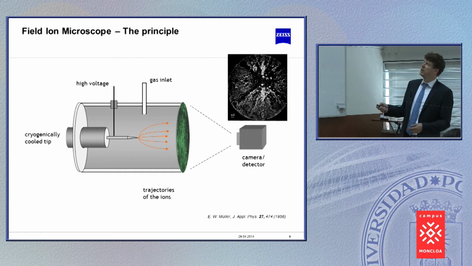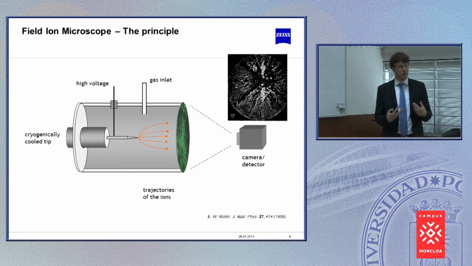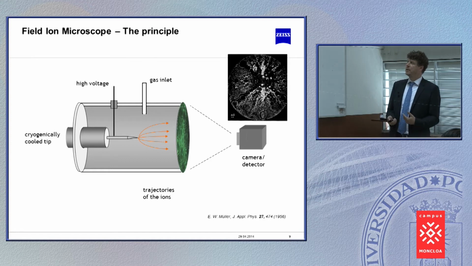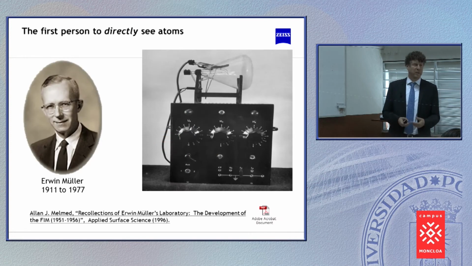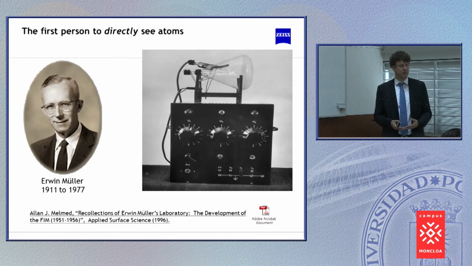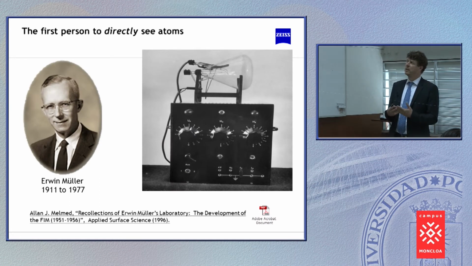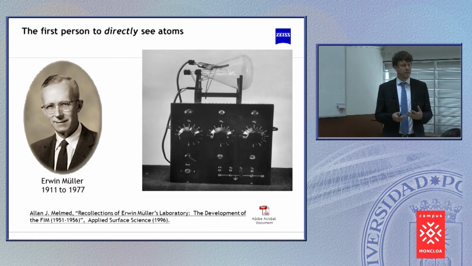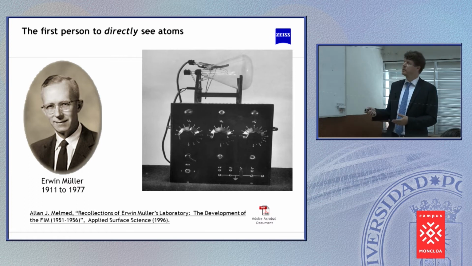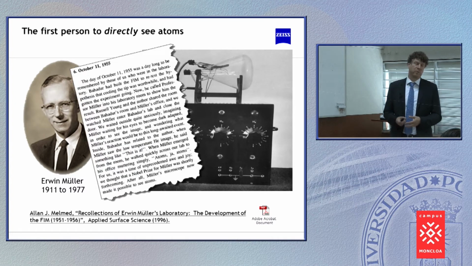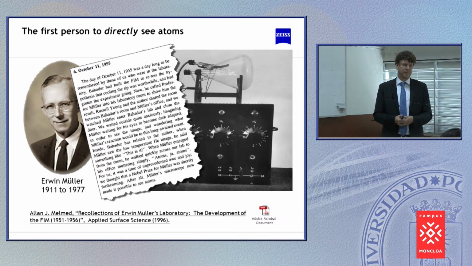And yeah, there you see a lot of points inside the image. And you have now to interpret these images. And actually, Erwin Müller was really the first person who really saw directly atoms. And this is his experiment, for example, here. And he never received a Nobel Prize for this.